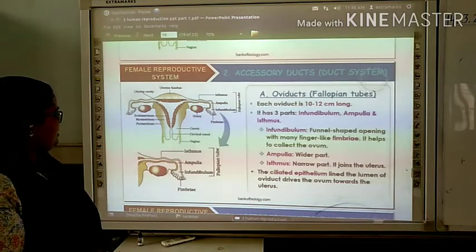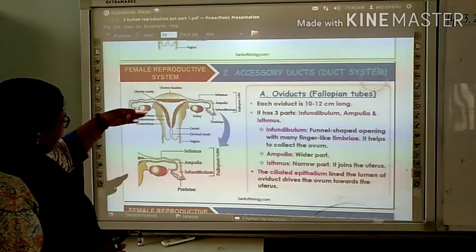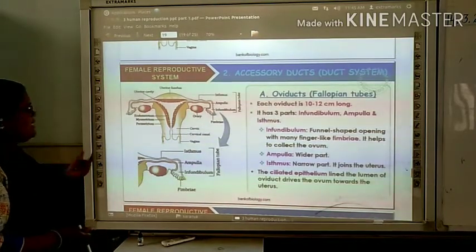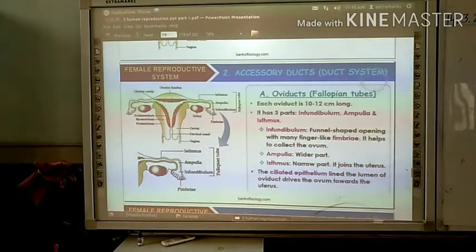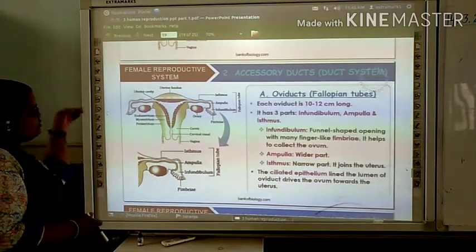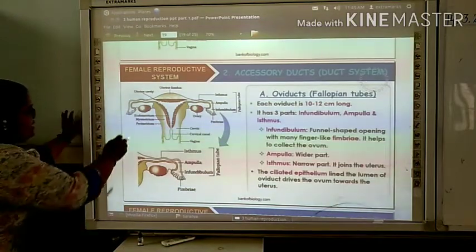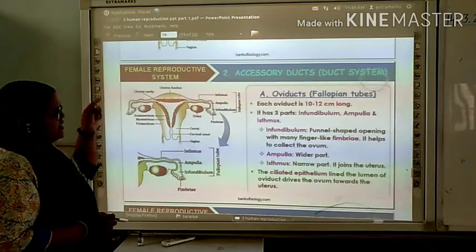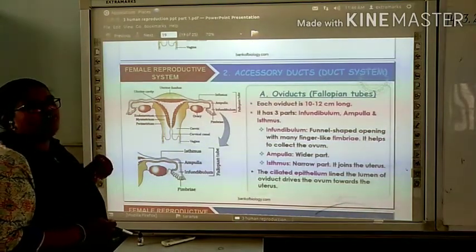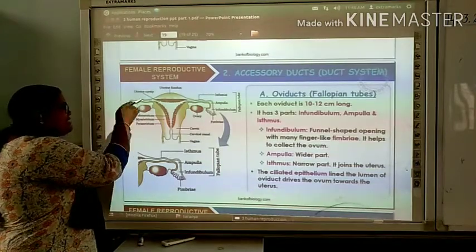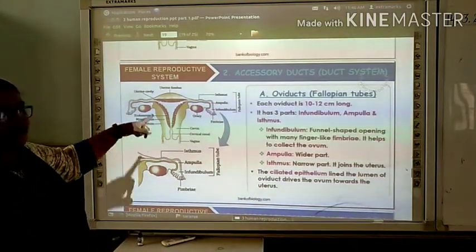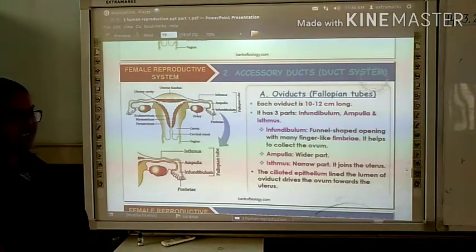Clear? Here you can see that the lumen, the pathway of the oviduct, is lined by a ciliated epithelium, which helps in the movement of the ovum towards the uterus. The ovum will be taken inside, and the ciliated epithelium will be continuously moving, so that the ovum will be easily moved towards the uterus. So the lumen will be lined by ciliated epithelium.